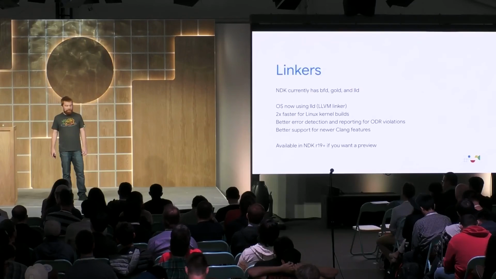It, for one, is a lot faster. For something like linking the Linux kernel, it is actually twice as fast. So instead of a 3-minute link step, it is only 1.5 minutes. It is also a lot better at detecting ODR violations and reporting them in useful ways. If you've ever tried to debug one of those with one of the other linkers, it can be quite a pain. It's also got better support for the newer Clang features. LTO will work better with LLD.